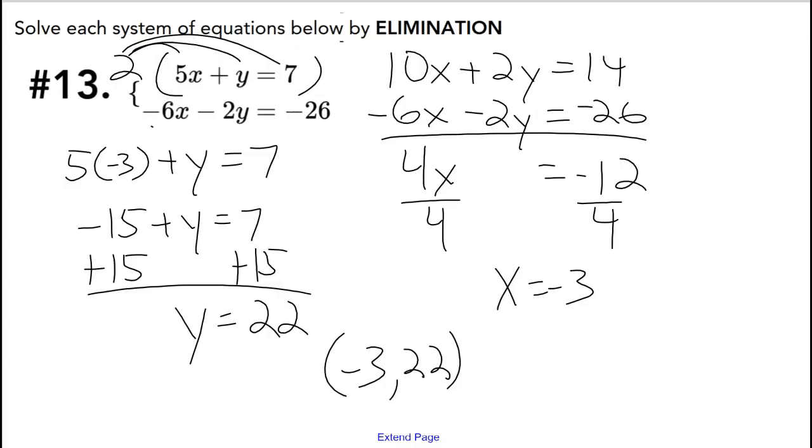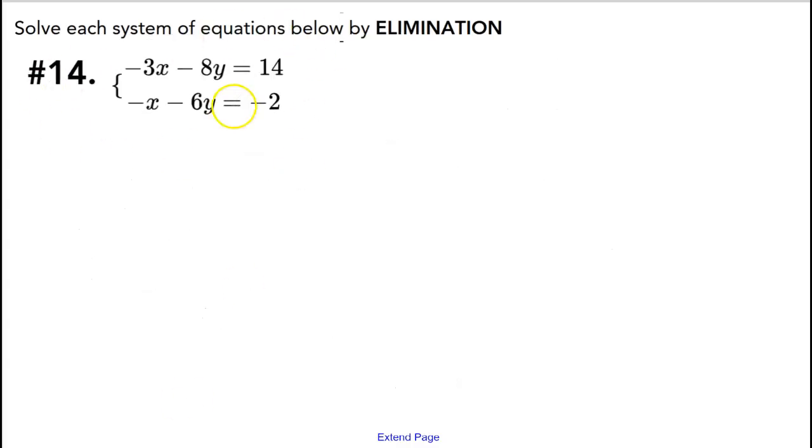Alright, let's look at another one. Here's another elimination. It says solve each system of equations by elimination. Look and see if you can find something you can multiply one equation by and get the other equation. If you said negative 3, that would be good. If we multiply this bottom equation by negative 3, it'll give us a positive 3x, so we can cancel out with the negative 3x up here.